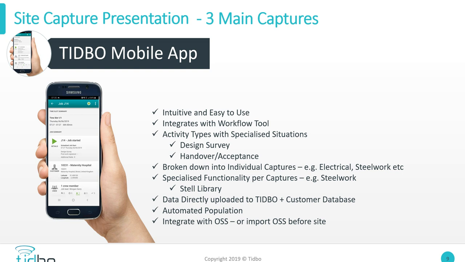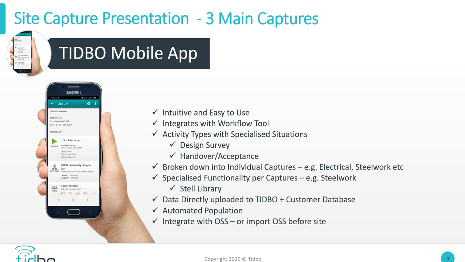Each particular type of survey, for example a design survey, will be broken down into individual captures. So for example there might be an electrical capture, a steelwork capture, etc., right through health and safety and any of those topics that we need to add. Within the tool we're developing specialized functionality for each of those different captures. For example, in the steelwork we're adding steel libraries, and we're adding functionality where the user can take a photo and then use annotation tools to quickly and easily dimension and validate the sizes of steelwork.